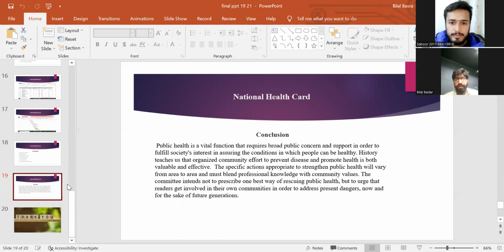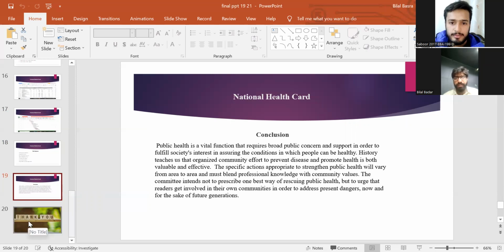So, in conclusion, I can conclude that public health is a very vital function, and that it requires public board concern and support in order to fulfill society's interest in assuring the conditions in which people can be healthy. History teaches us that organized country effort is needed to prevent disease and promote health in both home and area, and must blend professional knowledge with community values.